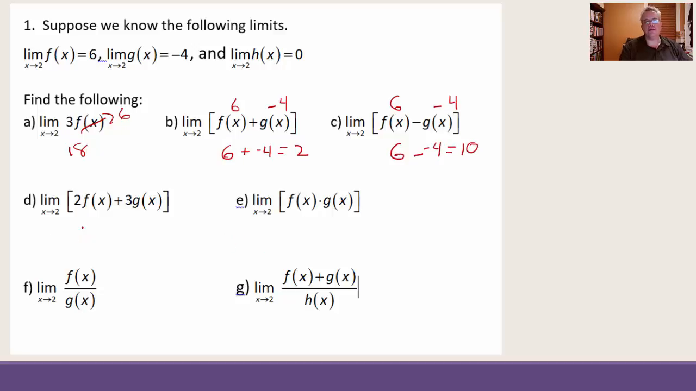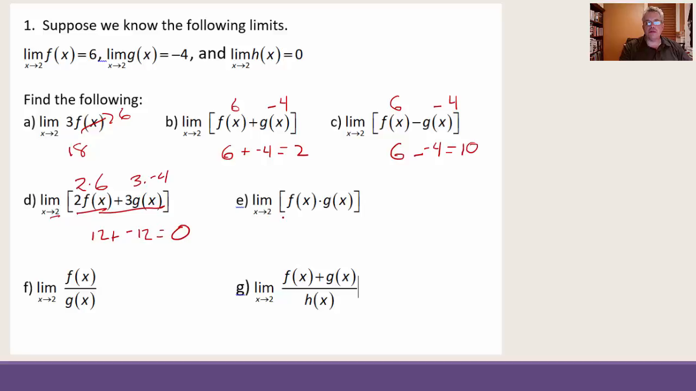Okay, we can get a little bit fancy here. We want the limit of 2 times f of x plus 3 times g of x as x approaches 2. Well, this would be 2 times 6, and this would be 3 times -4. So this first part is approaching 12, and the second part is approaching -12. So I guess together, when we add that up, the whole thing is approaching 0. So as x approaches 2, this whole thing on the inside must be approaching 0.